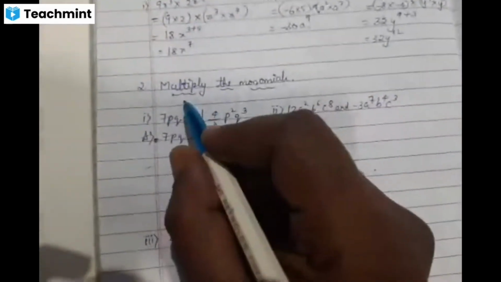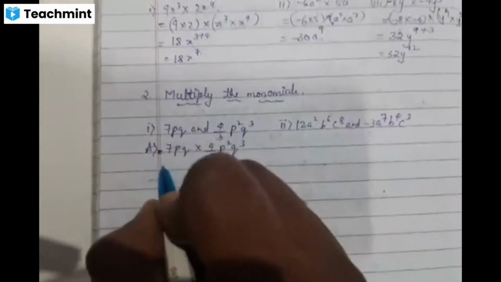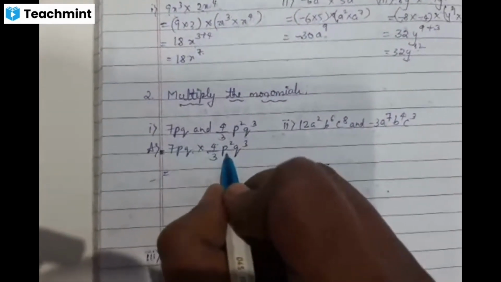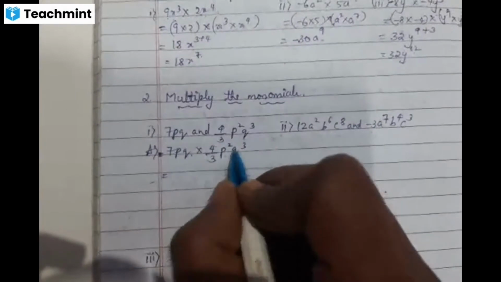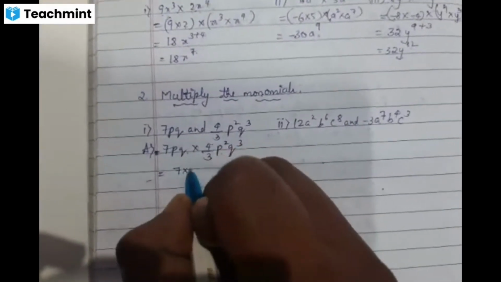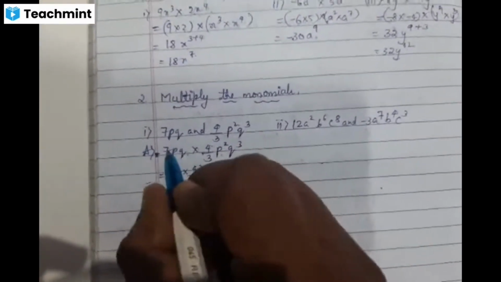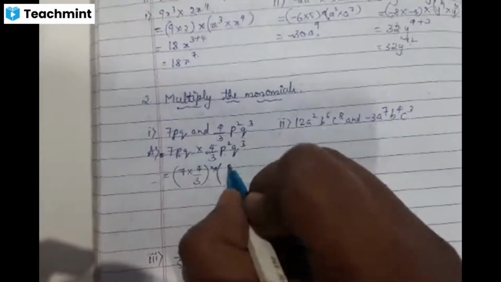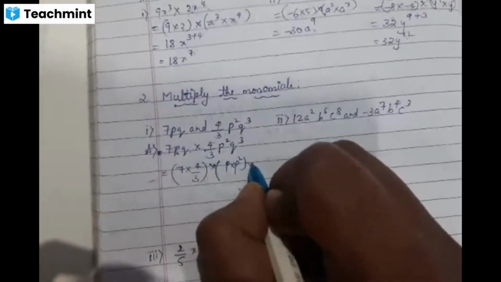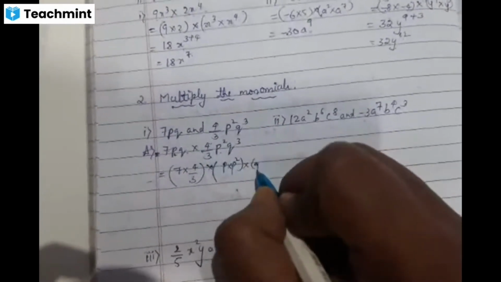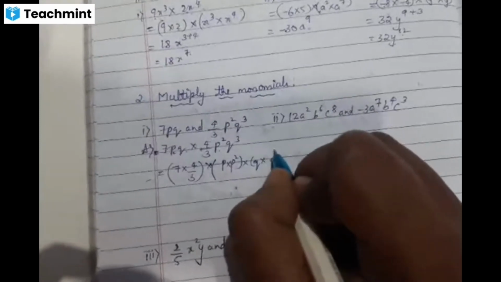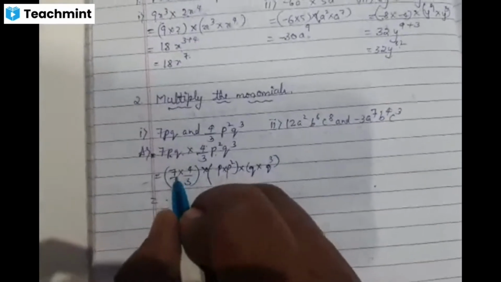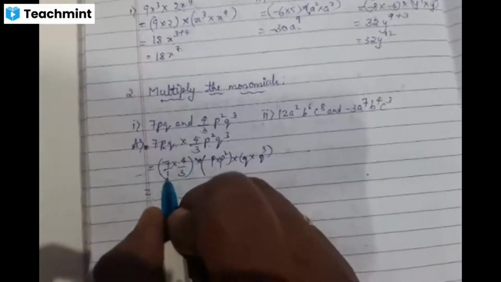Next question is multiply the monomials. Children, first question you have 7p cube into 4 by 3 p square q cube to the power of 3. As I have told you, we are going to group the constants in one bracket and the same variables, that is p into p square into q into q cube. Therefore, 7 4s are 28. If nothing is there in the denominator, it is understood 1, children.